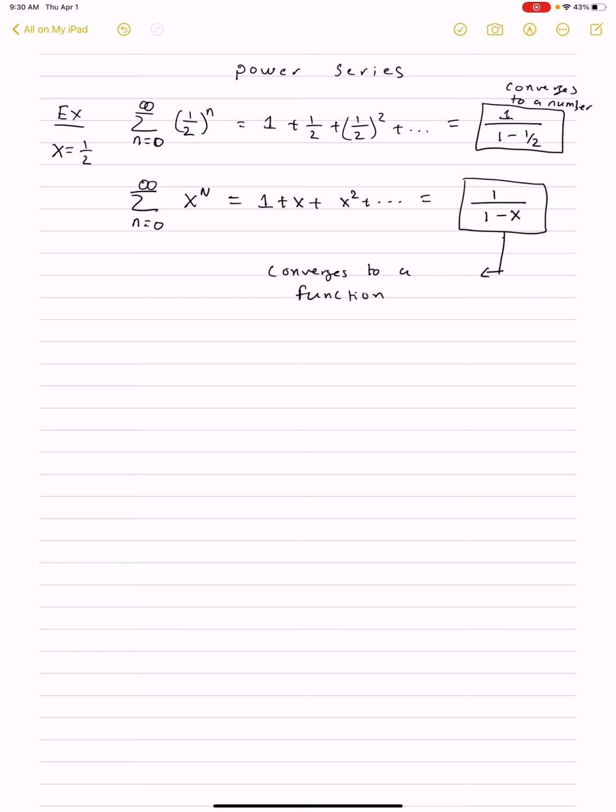And this, sorry, this second example is an example of a power series. Okay. So we're now no longer going to be dealing with numbers in our series, but we're going to have variables. And there are two questions associated with this. So let me write them down.